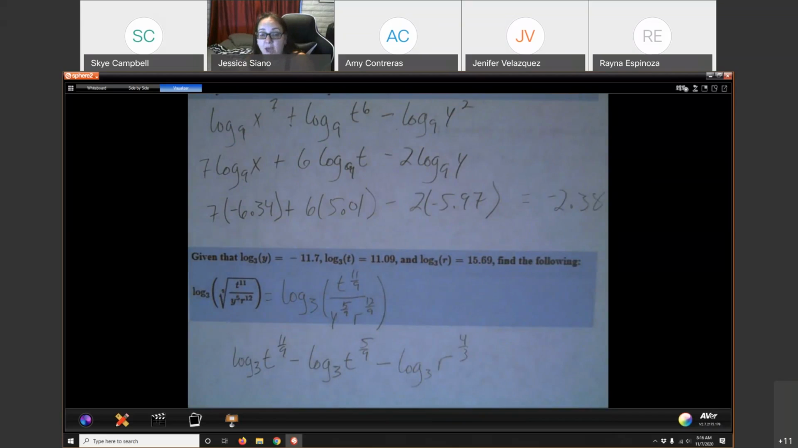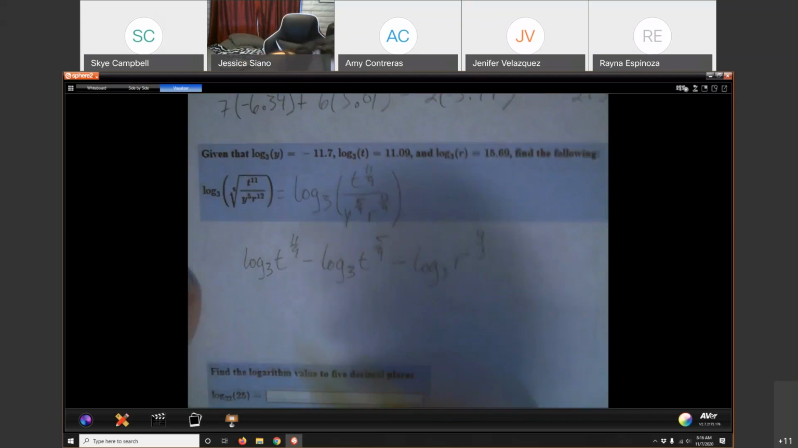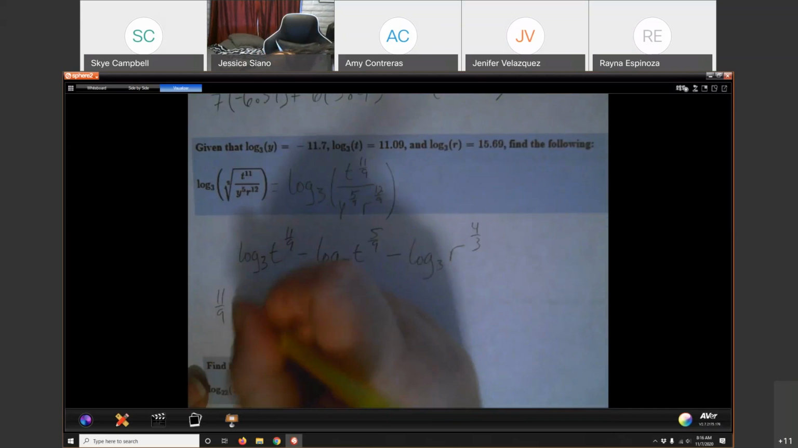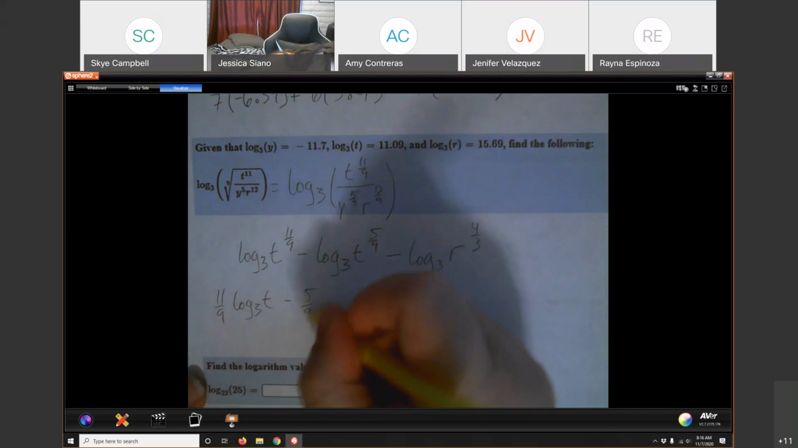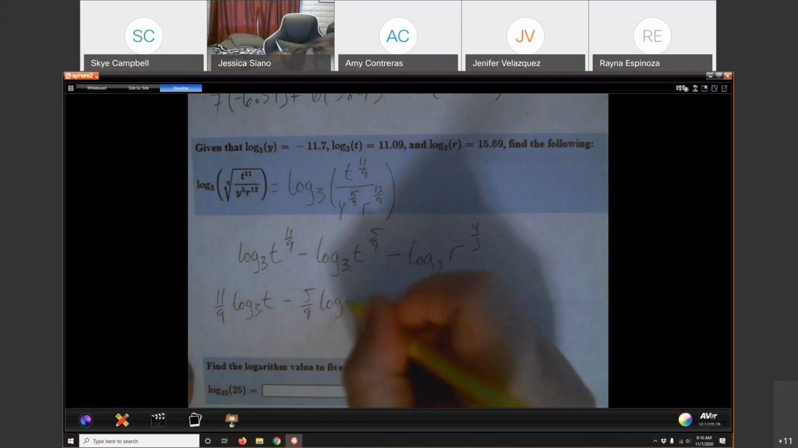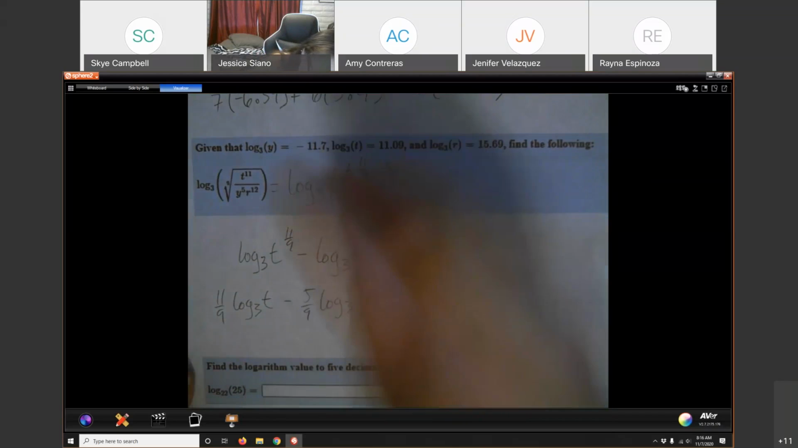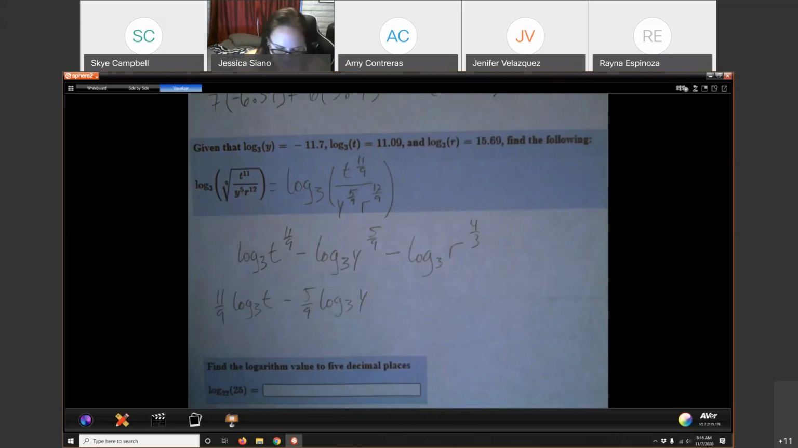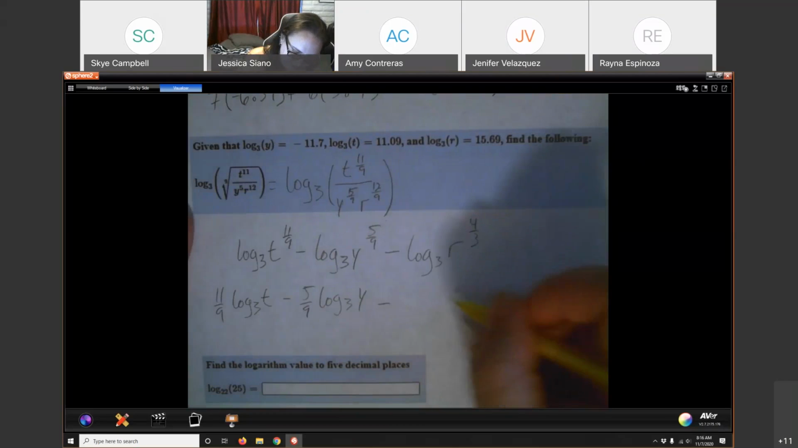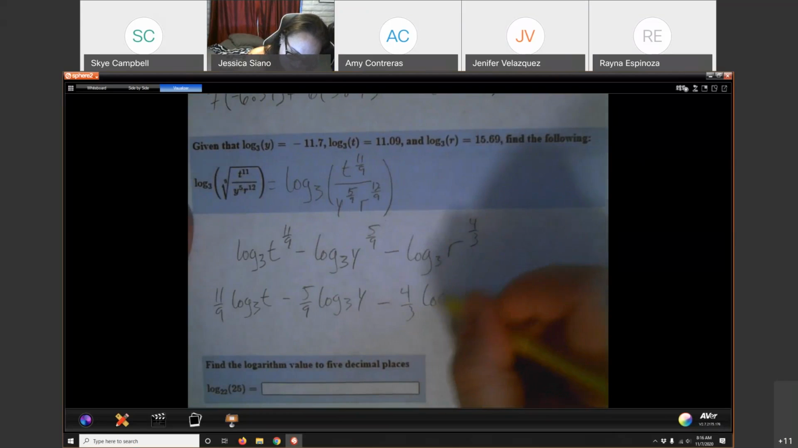And now, just like above, my next step is going to be to move those exponents out. So this is 11/9 times the log base 3 of t minus 5/9 times the log base, were those both t's? Why did I put a t there? That's weird. Minus 4/3 log base 3 of r.